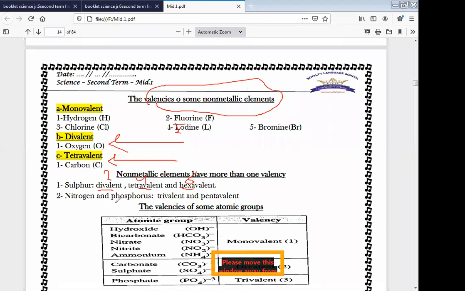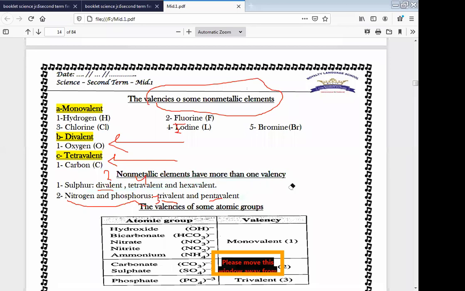Nitrogen and phosphorus, both of them may be tri, 3, or penta, 5. So the non-metallic elements that have more than one valency are sulfur, nitrogen, and phosphorus. Sulfur: di, tetra, hexa. Nitrogen and phosphorus: tri and penta.